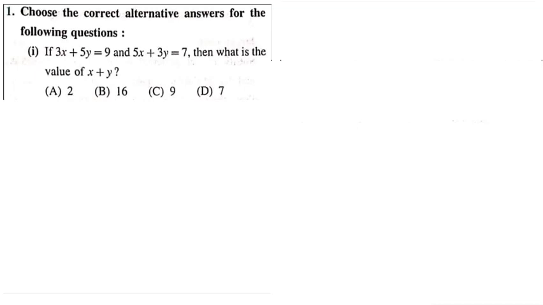Now we have already completed all the sums of practice set 5.2. Now let us begin with problem set 5. Now let us move on to the first question. Choose the correct alternative answer from the following questions. Sub question 1. If 3x plus 5y is equal to 9 and 5x plus 3y is equal to 7, then what is the value of x plus y?